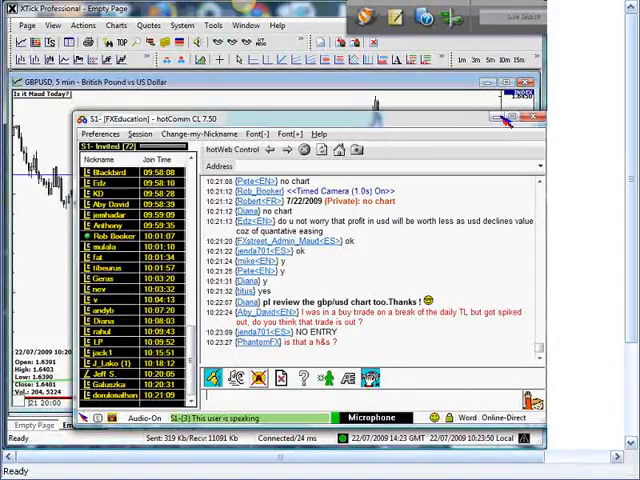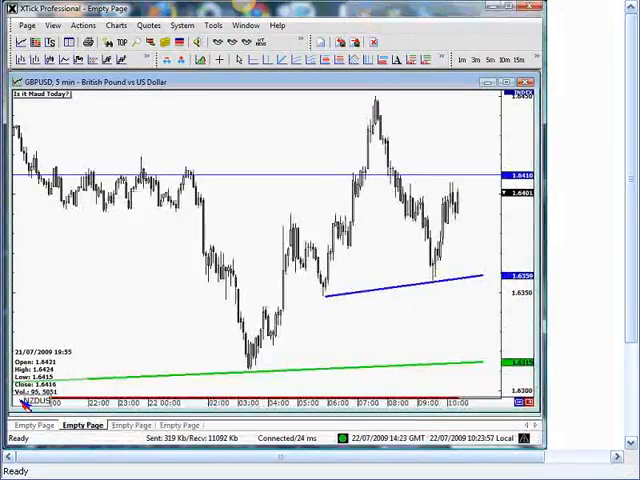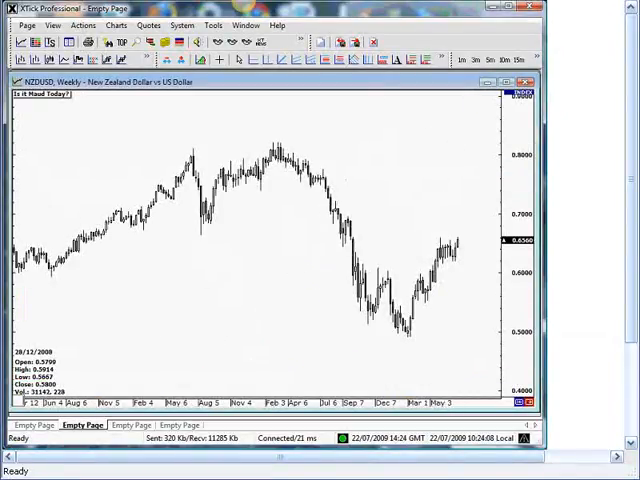I guess it's a head and shoulders. I don't really know. Let's look now at the New Zealand dollar, US dollar. We're going to go out to the long term. We're going to go to the daily chart. And now we're going to go to the weekly chart and see if we can see anything even further out.